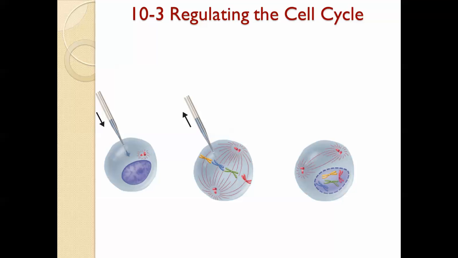We're now in Section 3, and it's called Regulating the Cell Cycle. So we've learned up to this point what the cell cycle is, what happens when our cells want to grow and divide, and now we're going to look at how this cycle can be regulated. Another word for regulating is just controlling or manipulating how the cell cycle is going to work.